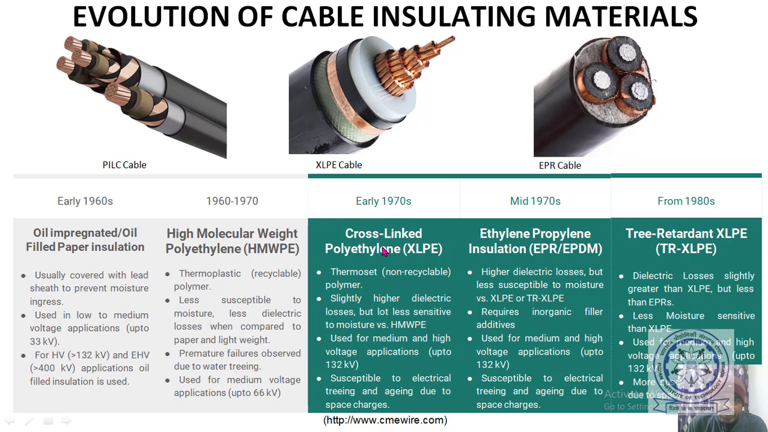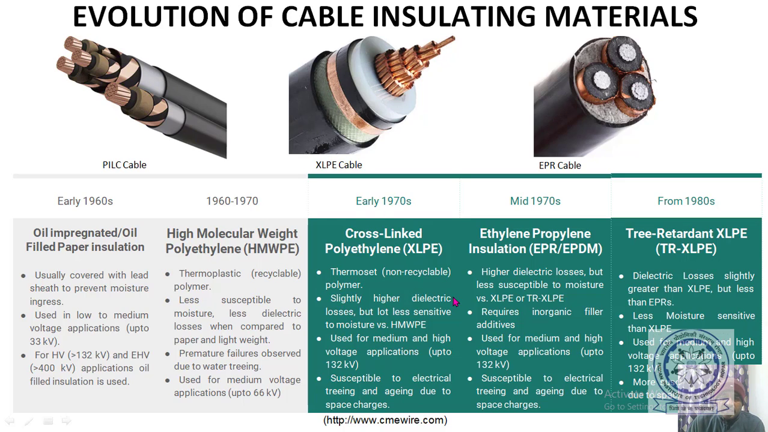And then in the early 70s, cross-linked polyethylene came into picture. We will see what cross-linking is. For this also the base material is polyethylene. We will see later what it is. But this cross-linked polyethylene is actually thermoset. It is non-recyclable. If you heat it, it may become carbonized, but it will not melt, and then you cannot use it again. So that's how cross-linked polyethylene will be.